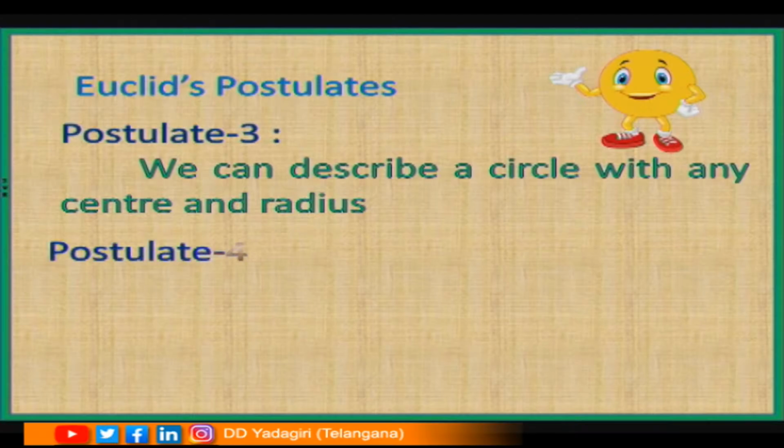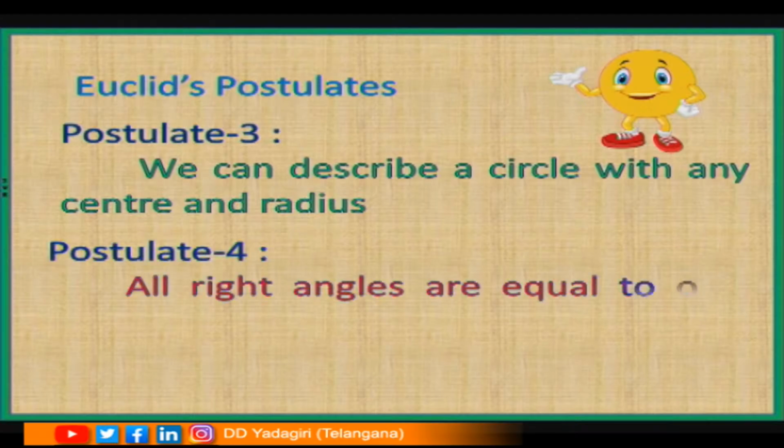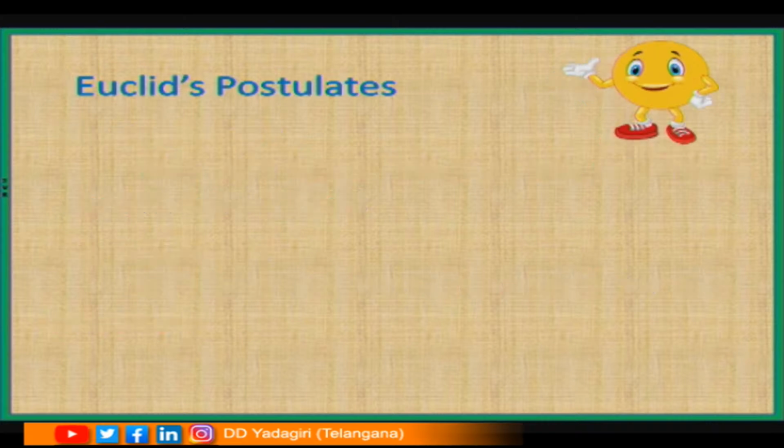Now, postulate 4. All right angles are equal to one another. The meaning of this is that if you find a right angle at one place and a right angle at another place, or in one figure and in the other figure, in those cases also we can say that the measure of the right angle here and the measure of the right angle there are both equal. That is what he means to say. All right angles are equal to one another.